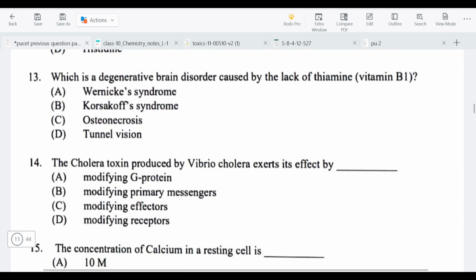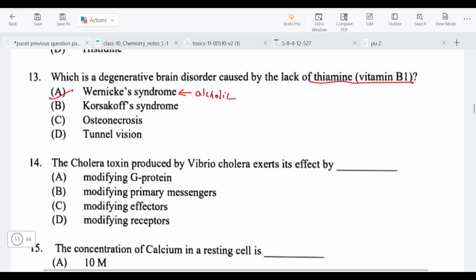Next question, which is a degenerative brain disorder caused by the lack of thiamine? Lack of thiamine or vitamin B1. The answer is A, Wernicke's syndrome. Wernicke's syndrome, right? It is caused by thiamine B1 deficiency, and it is often seen in people who are alcoholic.